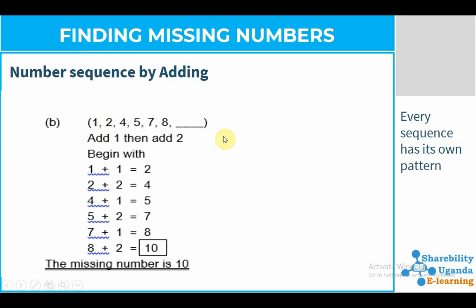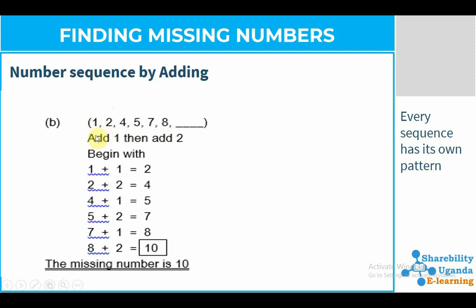Which number was added to 1 for us to come up with a 2? Which number was added to 2 for us to come up with a 4? Which number was added to 5 for us to come up with a 7? Also, which number was added to 7 for us to come up with 8? When you see these numbers, you have to think about those operations. Because here we are dealing with addition, we shall only think about addition.